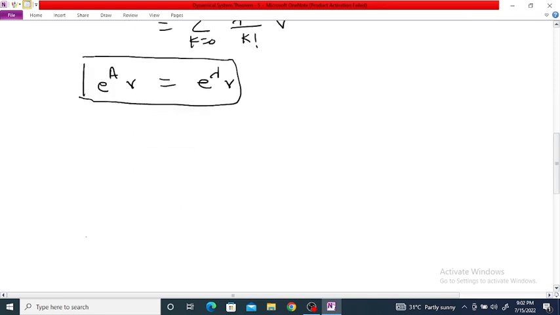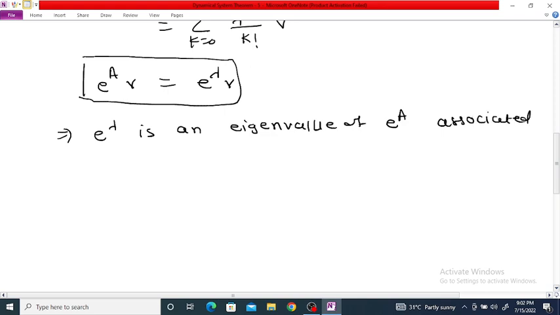What this implies is that e raised to lambda is an eigenvalue of e raised to A associated with the eigenvector v.